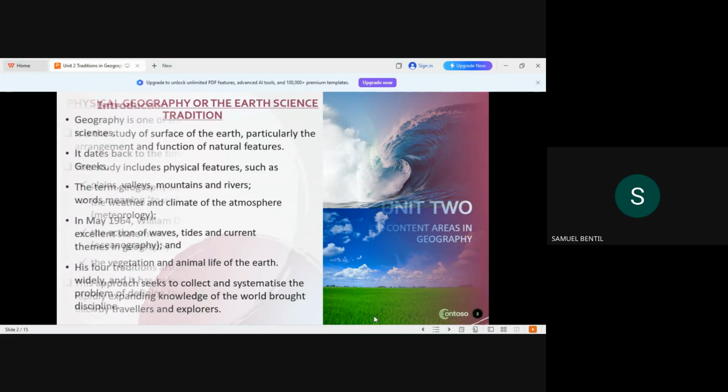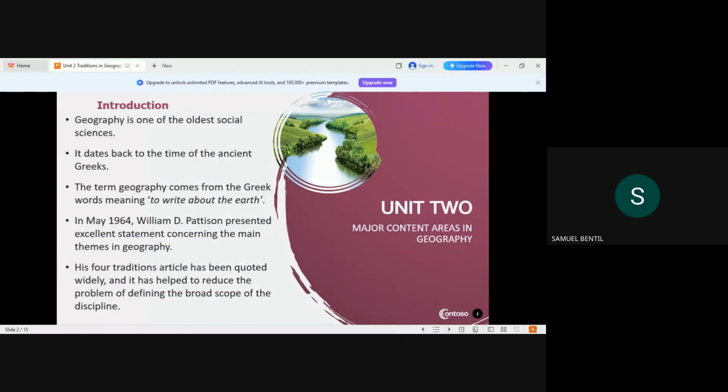So the first tradition, or the main thing that I want to start, is what we call the physical geography or the earth science tradition. Physical geography or the earth science tradition. So from your reading, I would like to hear from you. When we say physical geography or earth science tradition, what comes into mind? I expect everybody to talk, because all of you have the slides. You have gone through it before today.